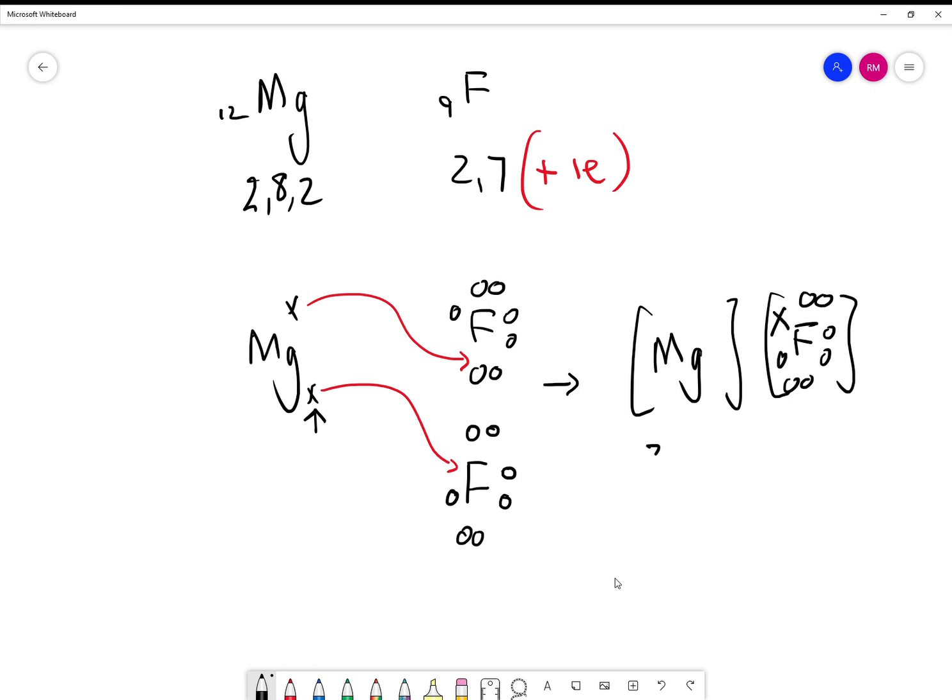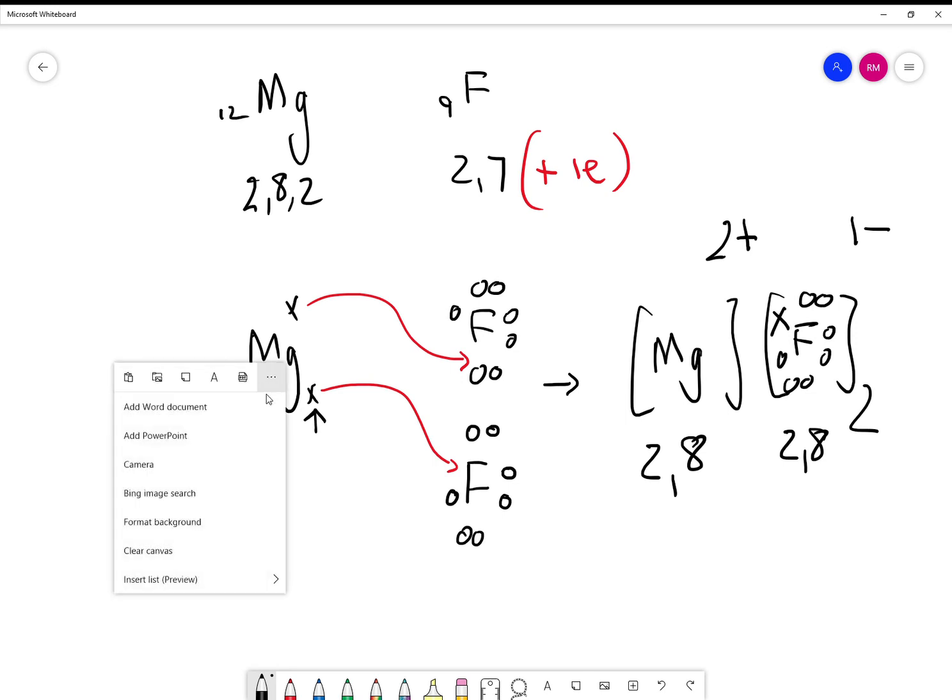Just 1 cross in there. Magnesium is now 2,8. It's lost 2 electrons, and if it's lost 2 electrons, that means it's a 2 positive ion. My fluorine is now also 2,8, but there are 2 of them, remember, and each one has gained 1 electron. So the fluorines themselves, or fluorine ions as they are now, have gained 1 electron and are only 1 negative. Okay, moving on.